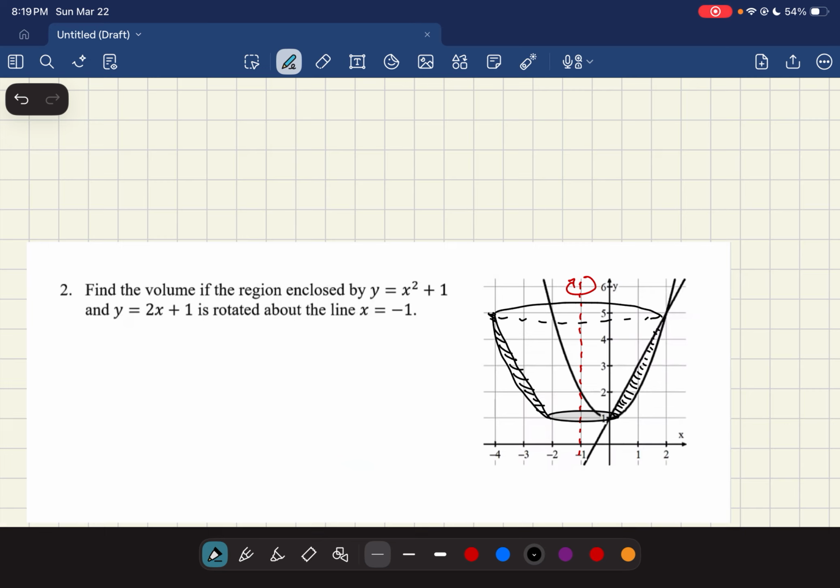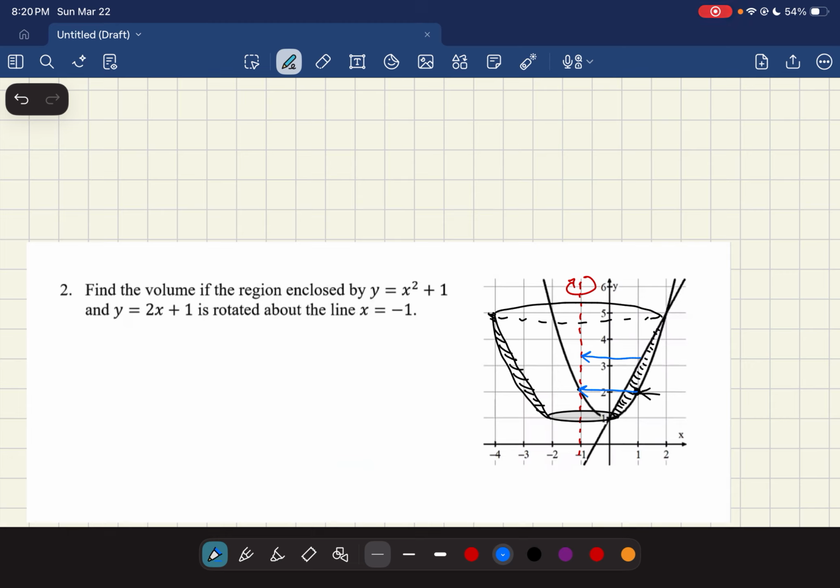Now over here, the big radius, remember, first of all, let's say that the big radius is gonna touch this function over here, and then it's gonna touch x is equal to -1. So the big radius is gonna be from here to here. And then the small radius is gonna touch from here to here.